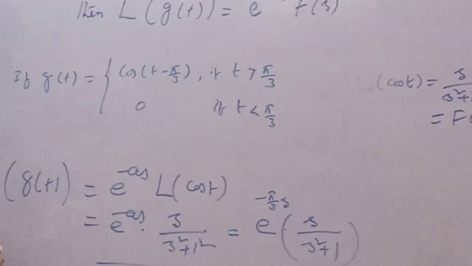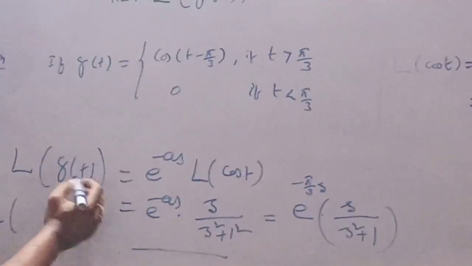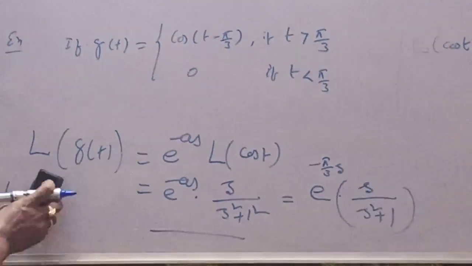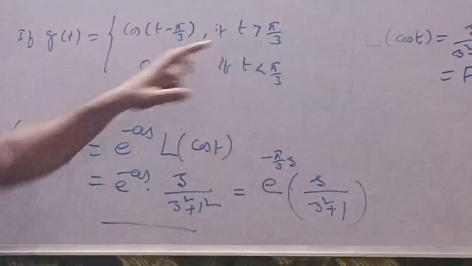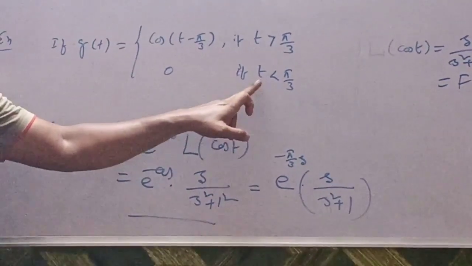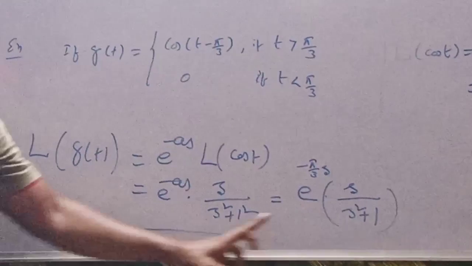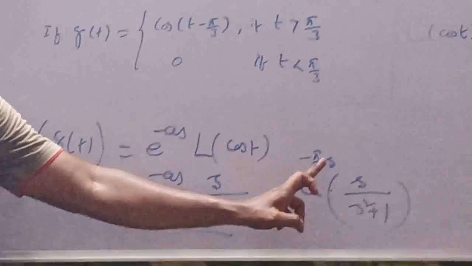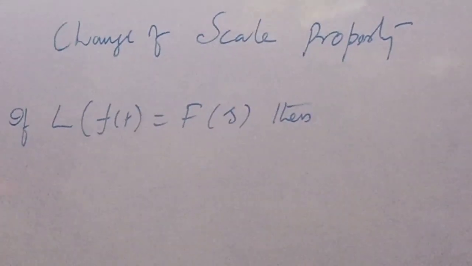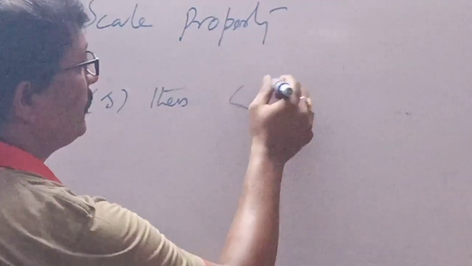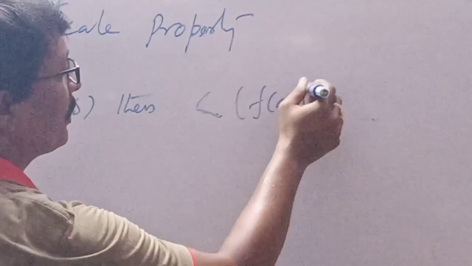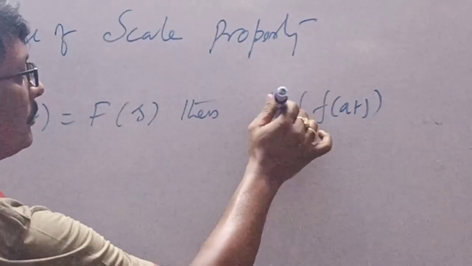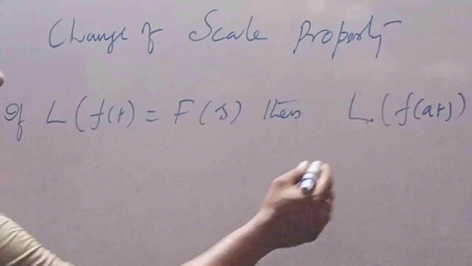So the Laplace transformation of cos t minus pi by 3, where t is greater than pi by 3, and it is 0 for t less than pi by 3, is s by s square plus 1 into e to the power of minus pi by 3 into s. Then the Laplace transformation of f of at. Just we find the Laplace transformation of f of at.